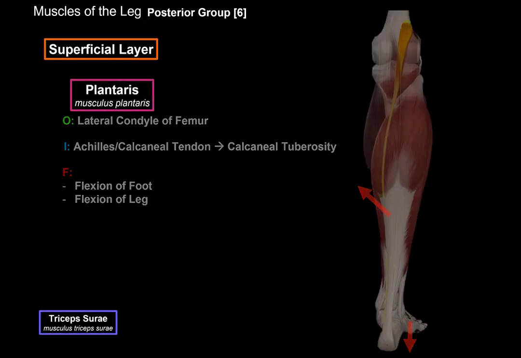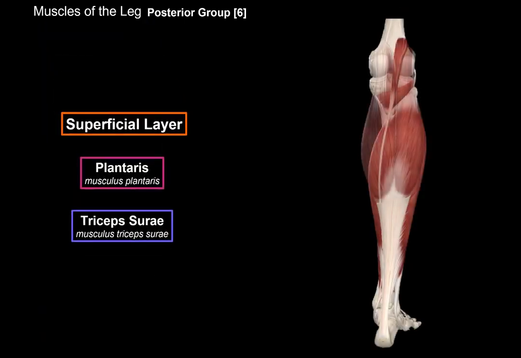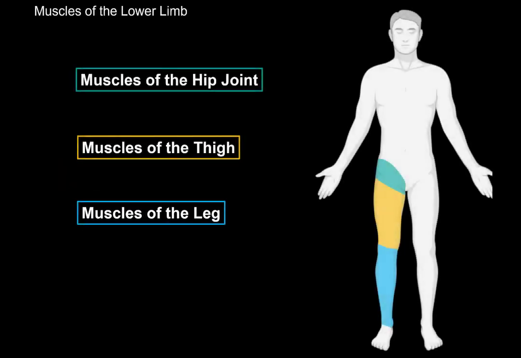So that was the superficial layer of the posterior group, and that was all the muscles of the leg. In the next video, we will be covering the muscles of the foot.